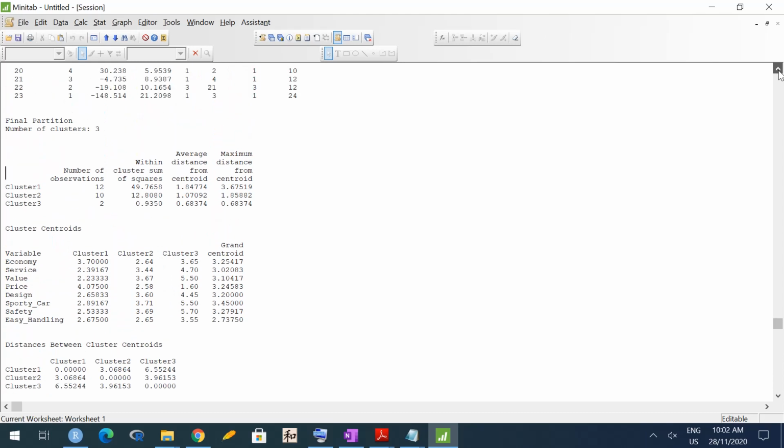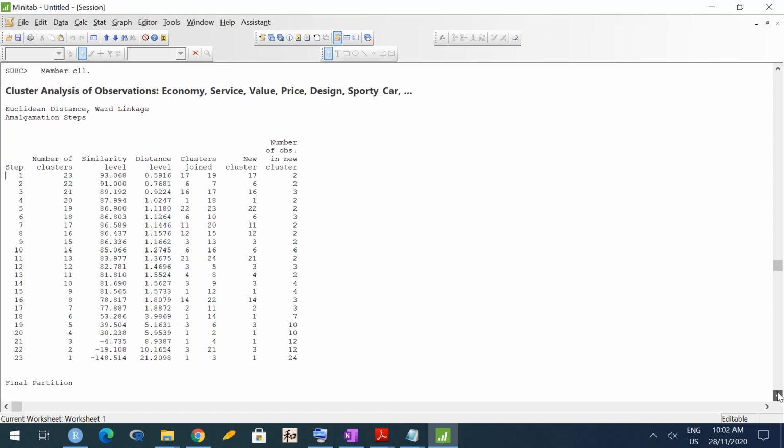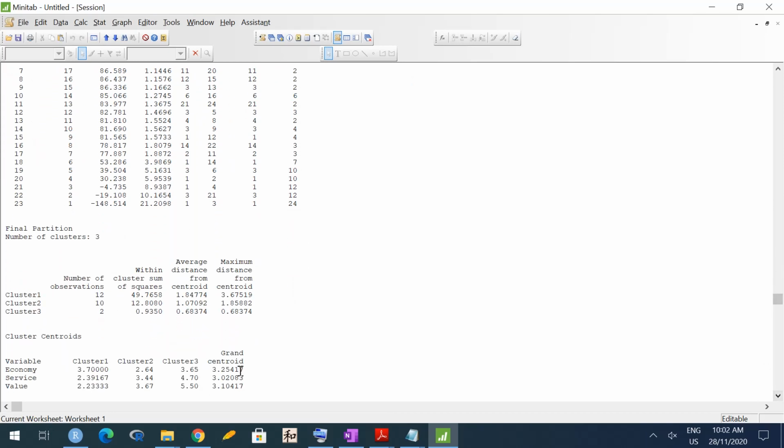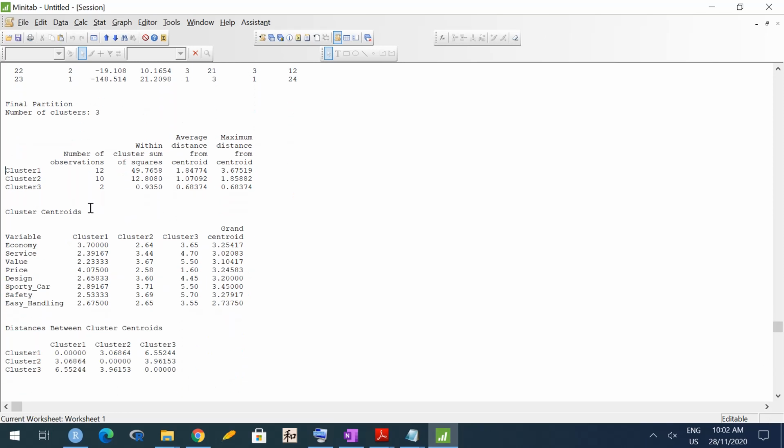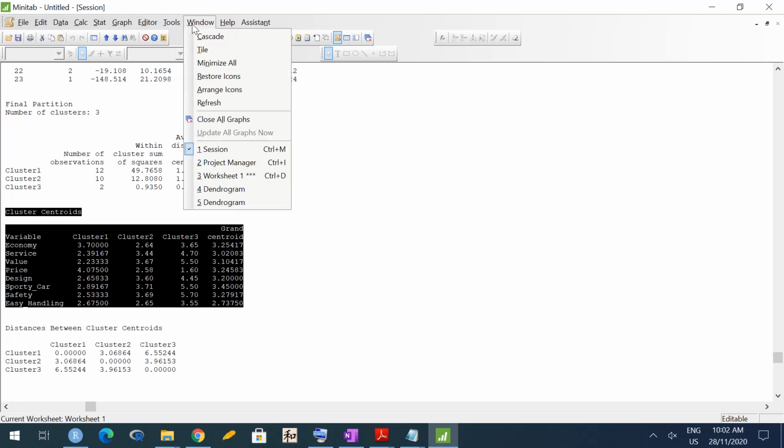So generally this is the entire procedure, showing which observations got clustered at which level, etc. That we don't need to discuss in detail right now. These two things are important. Let me first focus on cluster centroids because that is important for cluster profiling. So let me increase the font size a bit.